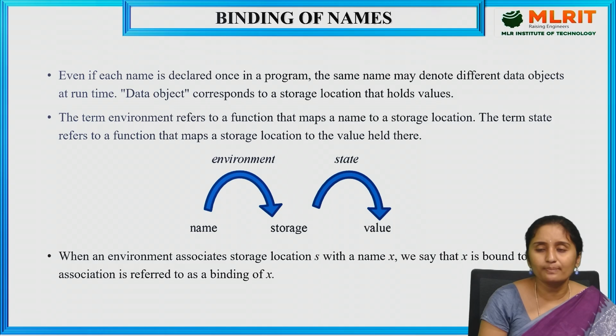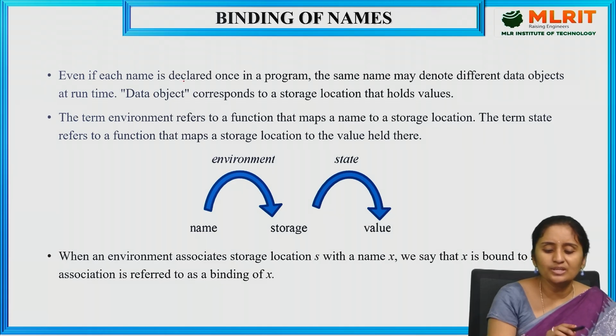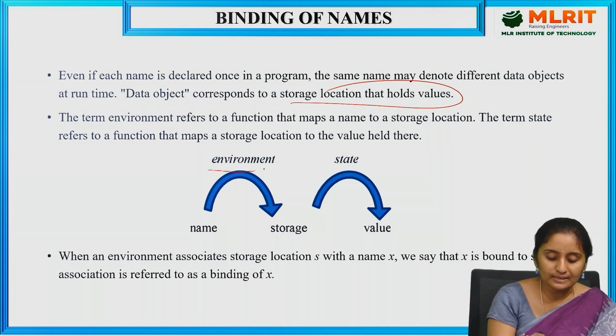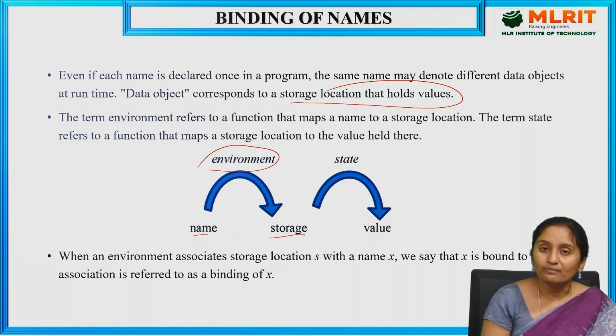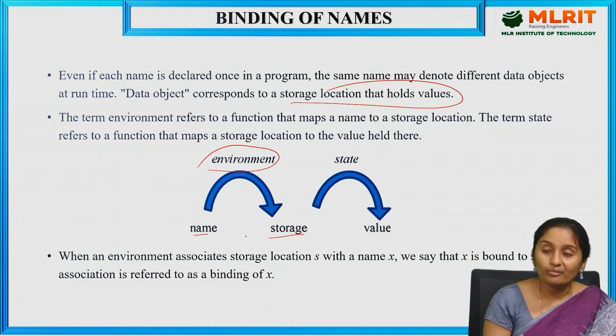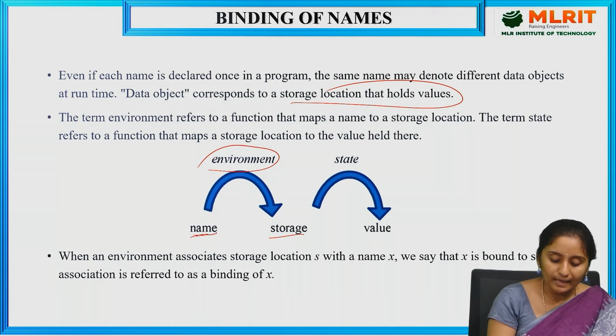The next one is binding of names. Binding of names means that even if each name is declared once in a program, the same name may denote different data objects, that is, the storage allocation that holds values. Here we have the environment, which is of type name and storage. Environment: name, storage. It tells us the type of environment: a variable is declared and at which address location it is stored. So that is nothing but name and storage.